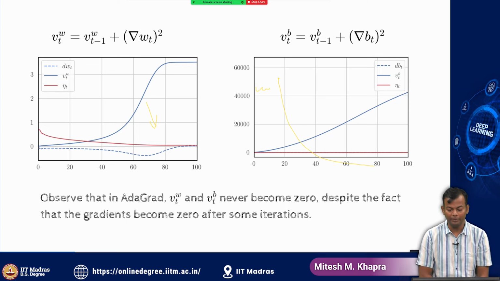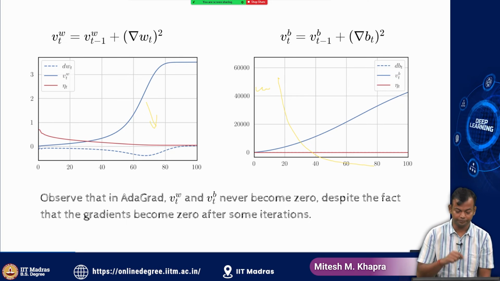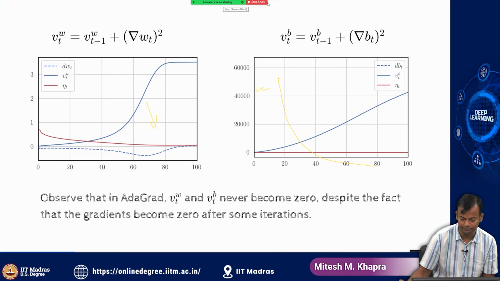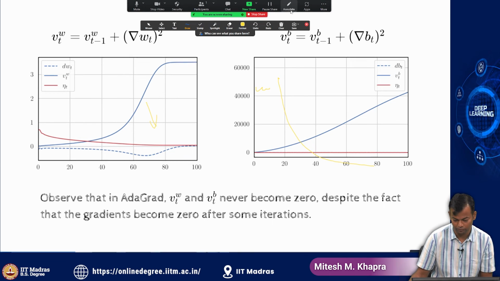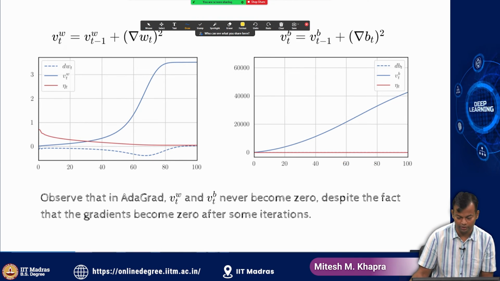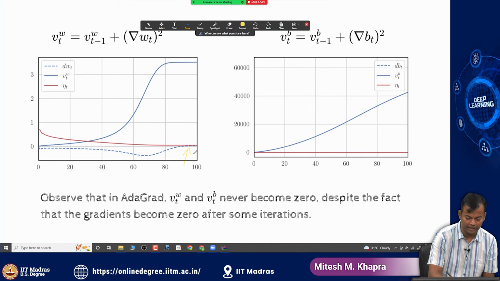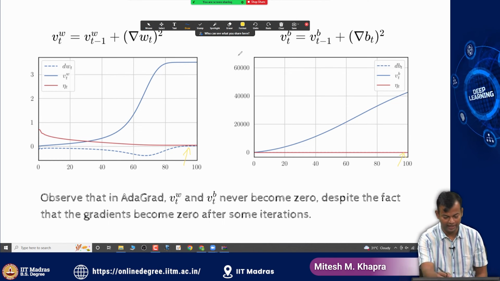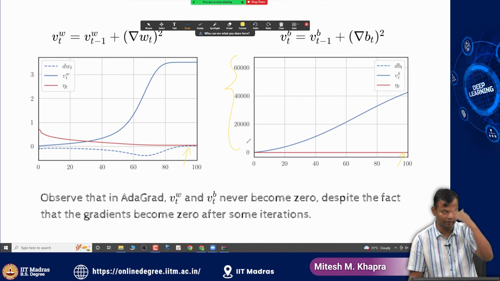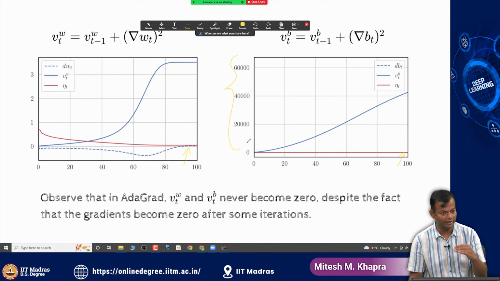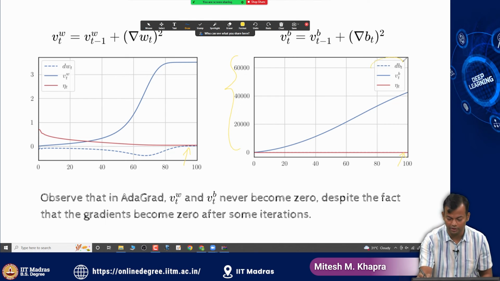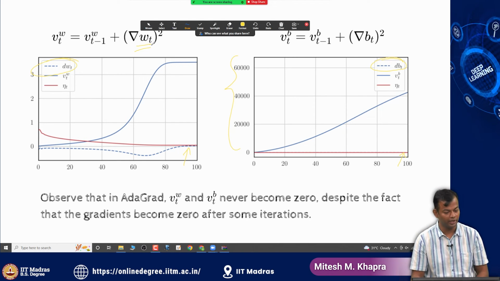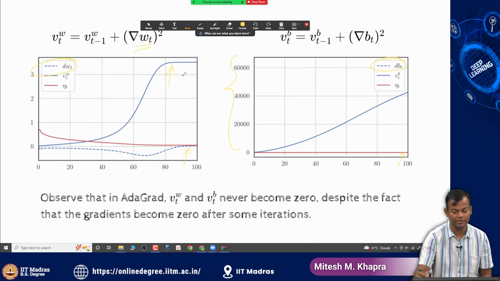Now one more thing to note is that as you come close to the minima, your derivatives have become zero. Even here you can't see them because the scale here is very large. So the derivatives have become zero. That means these quantities have become zero, right? But your history does not become zero, and that makes sense, right?